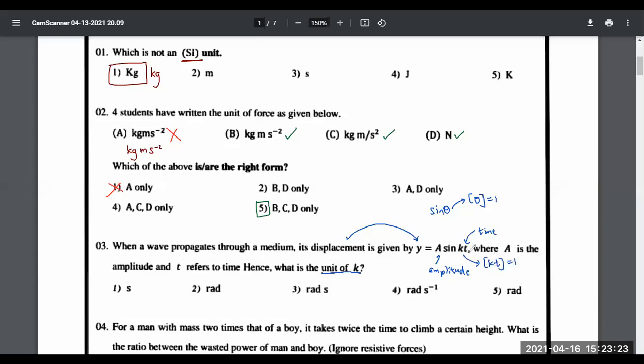because it's inside sine. Therefore, k should have the dimensions of 1 over T, so the dimensions of k is capital T minus 1, right? So out of these, which one will give the corresponding unit for that? Well, that will be 4, because we don't have s minus 1, and radian does not have dimension because radian is the angle. This is not very new to you. We have done these questions in our MCQs, when we were learning units and dimensions.